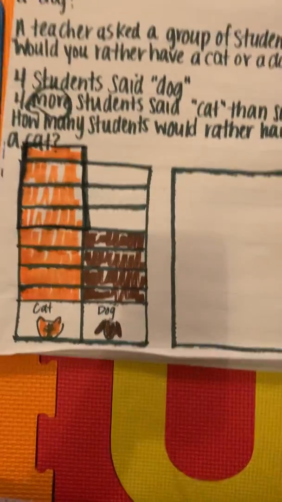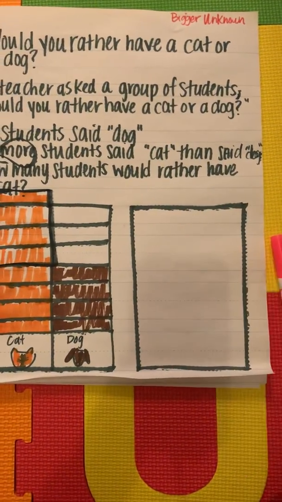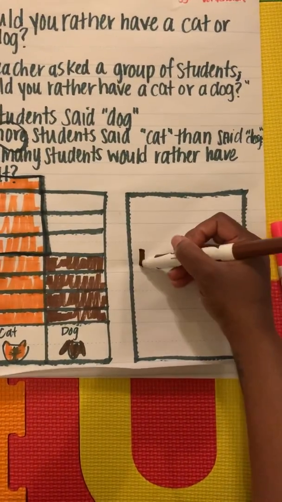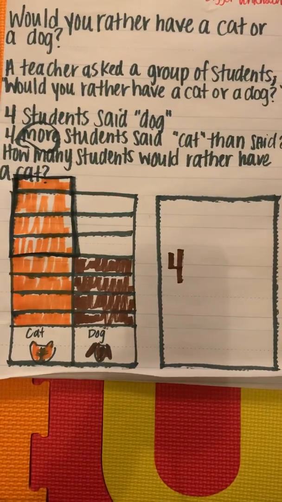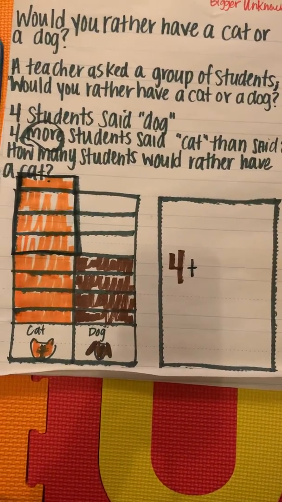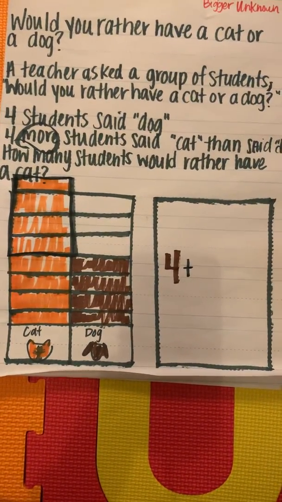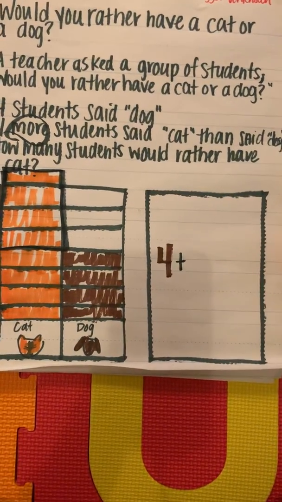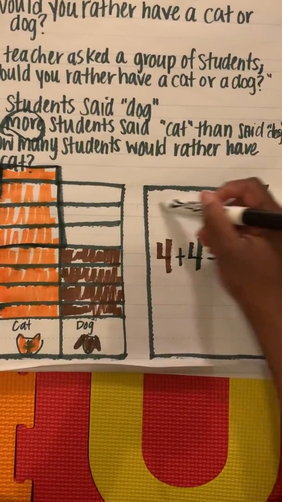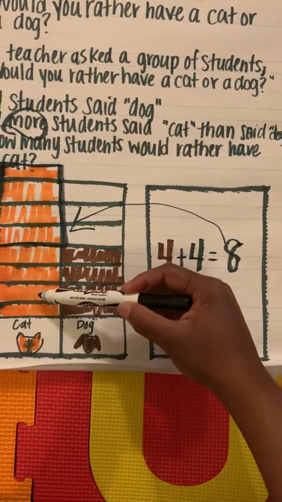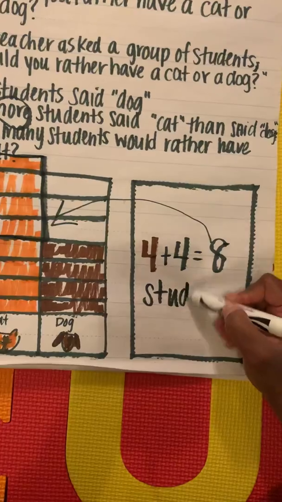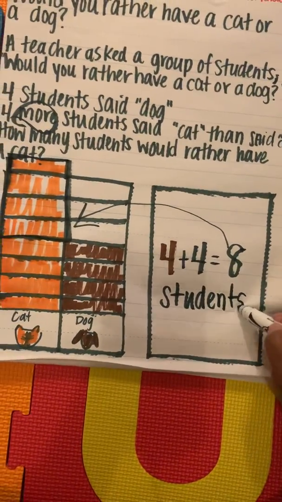8 students. I'm going to go ahead and do the same thing here in this box with an equation. We knew that 4 students said dog and 4 more. Whenever I think about more, I think about adding. 4 more students said cat than dog. So 4 plus 4 more will give us a total of 8. And is that correct? 1, 2, 3, 4, 5, 6, 7, 8. 8 students would rather have a cat than dog.